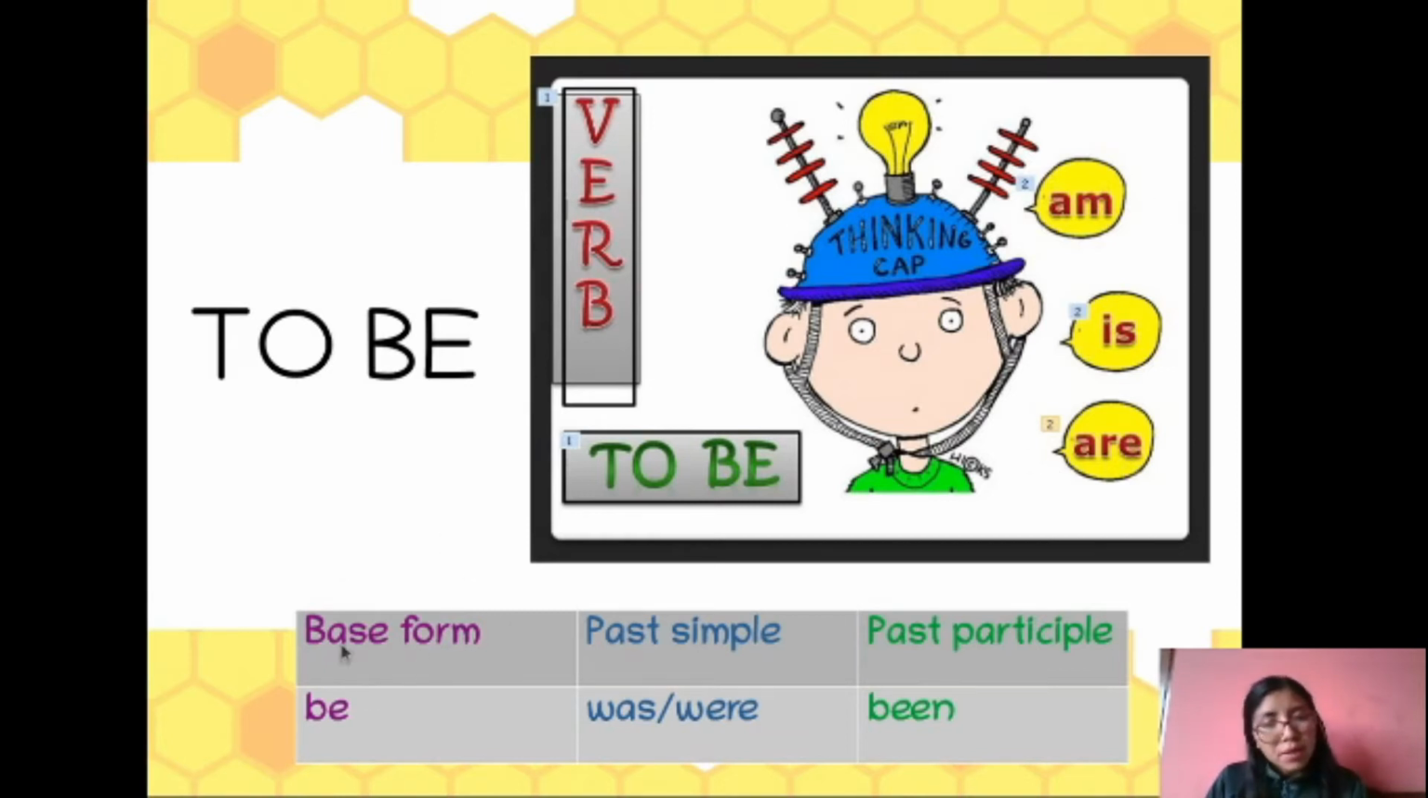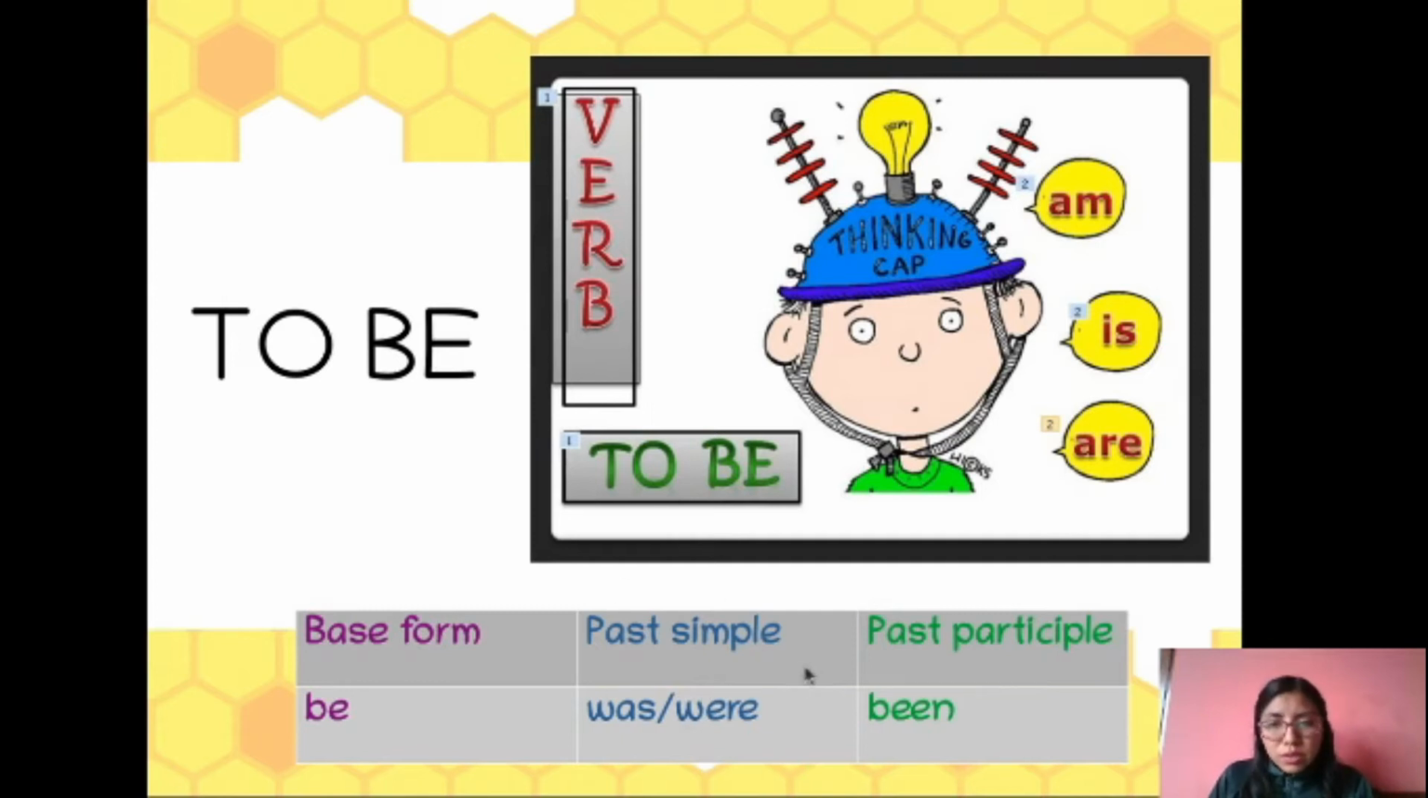Be, that is the base form. The past simple was, were, and the past participle been. Remember, that is the same. We are going to use is, are according to the subject. De acuerdo al sujeto. Remember, I am, you are, he is, she is. In past simple. I was, you were, she was, they were. Okay? So you have to keep in mind, you have to memorize, you have to remember. We are going to use in present that is the base form. That is the past simple, and that is the past participle. Okay?